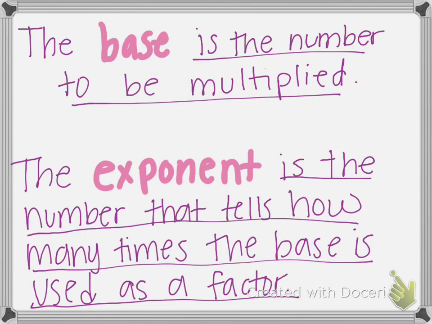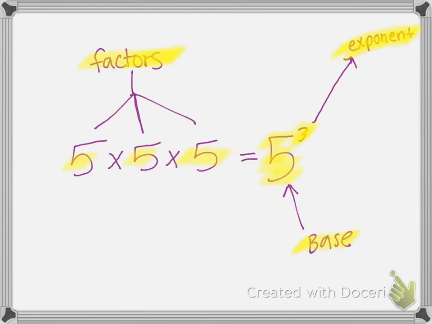So the first definition that I would like you to write down with me would be the word base, and base is our word. That is the number that is to be multiplied. You will see more what I'm talking about on the next slide when I show you an example. And then the second word is exponent. And an exponent is the number that tells how many times that the base is used as a factor. Make sure you pause the video and get that all. So make sure you have all of that written down in your spiral before you move on.